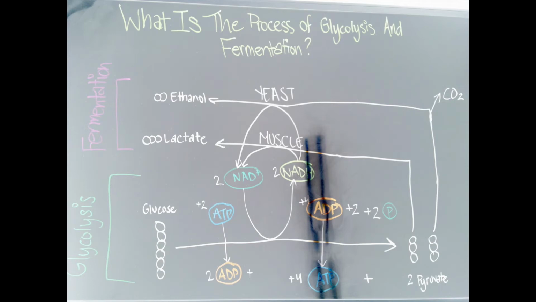After glucose has undergone glycolysis to create two pyruvates, NADH breaks down the pyruvates into ethanol and CO2. After that, the NAD returns to the glycolysis process to break down more glucose and repeat the cycle. This process is called alcoholic fermentation.